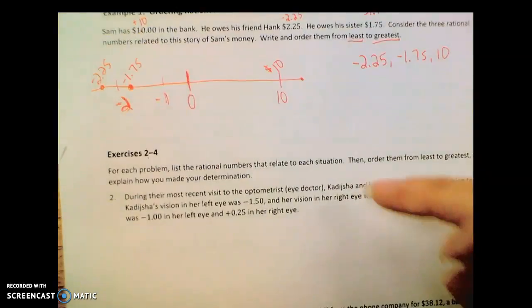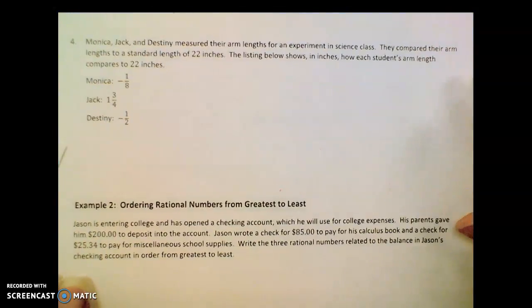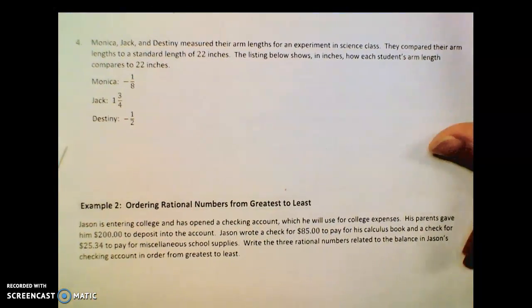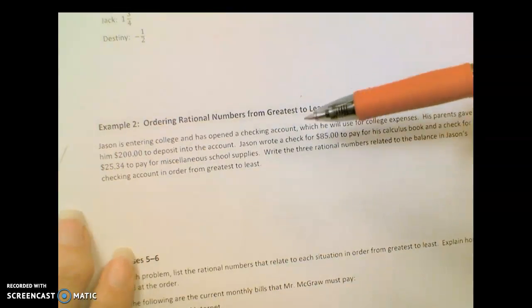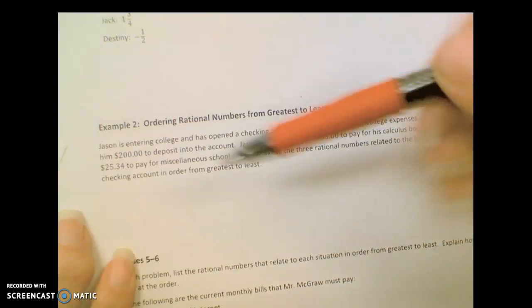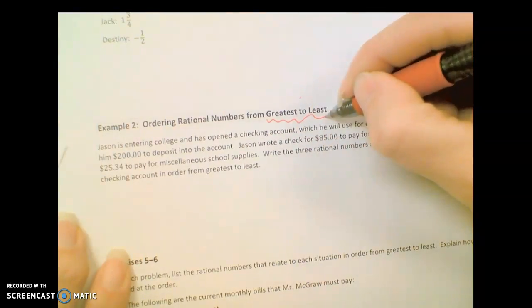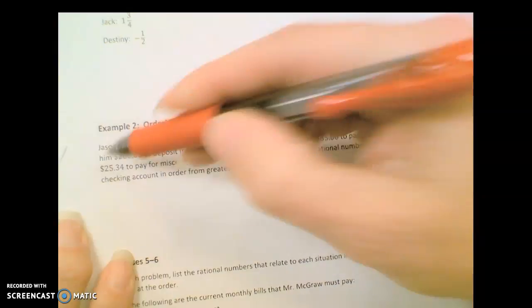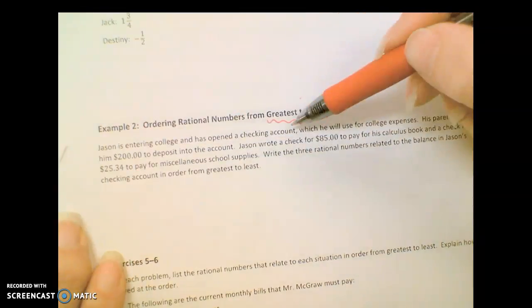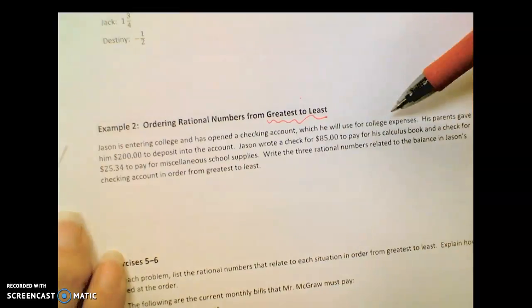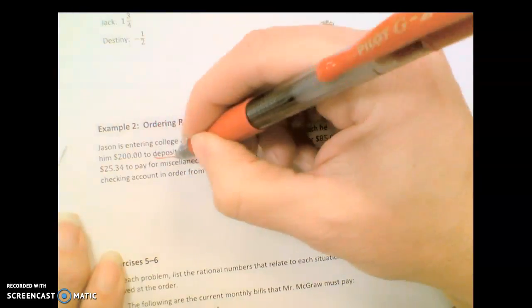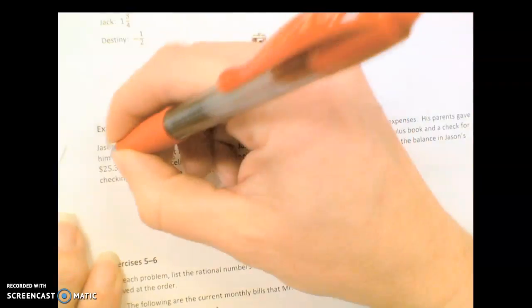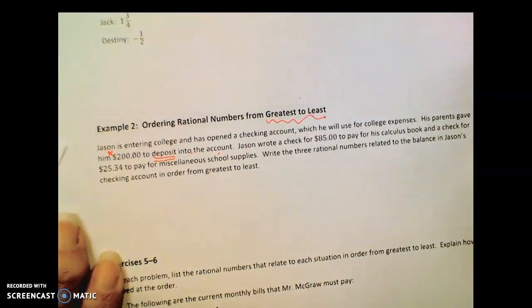Then your job is to do number 2, 3, and 4. If you need help, feel free to come over and ask. And then let's look at example 2. Jason is entering college and has opened a checking account. Oh, so these ones are going to be greatest to least. So Jason is entering college and has opened a checking account, which he will use for college expenses. His parents gave him $200 to deposit into the account, so that's a plus $200.